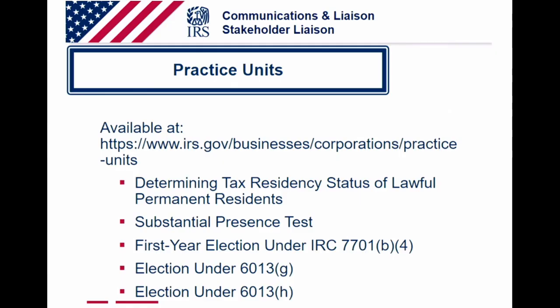So shown here is a link to the page where you can find various practice units that pertain to residency. Now, practice units are written by IRS staff and provide explanations of general tax concepts and information about a specific type of transaction.